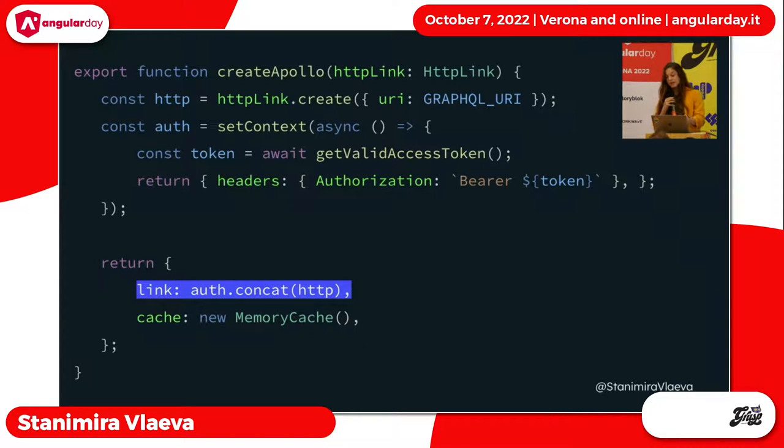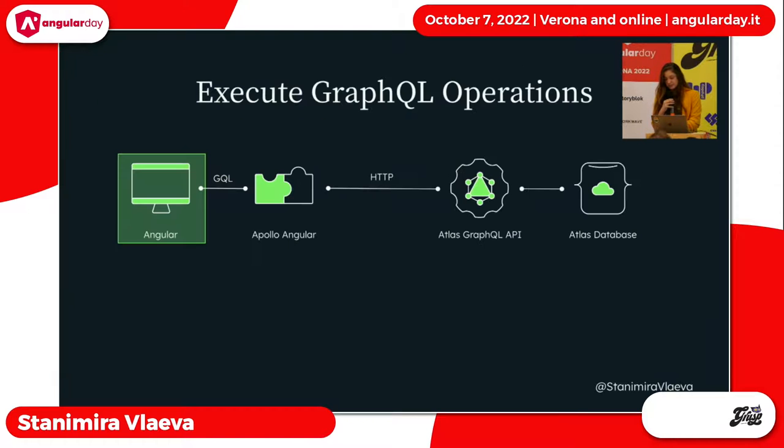And we can enable cache. Apollo Angular has a very sophisticated caching mechanism that you can check out. It can give you some problems, so you might need to be aware that it exists in order to disable it for certain requests. So that's how we authenticate. And the rest of the setup is done by the ng-add schematic.